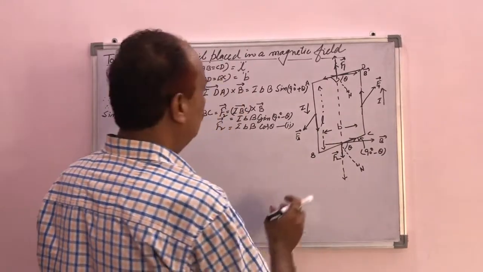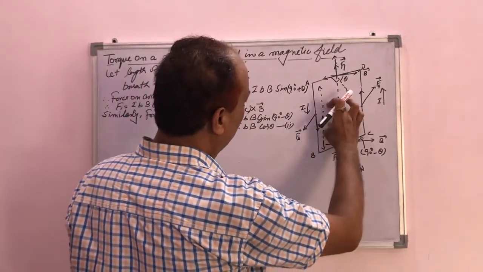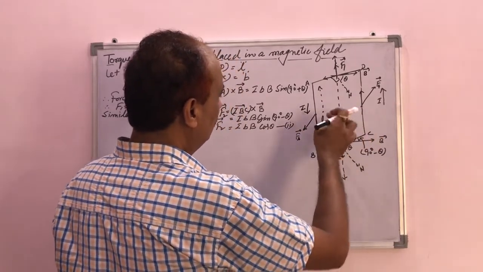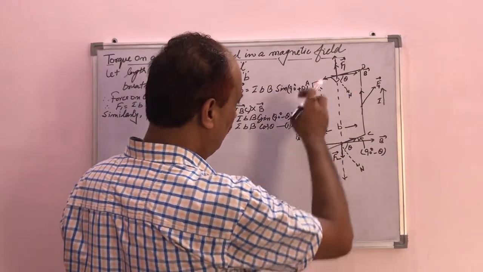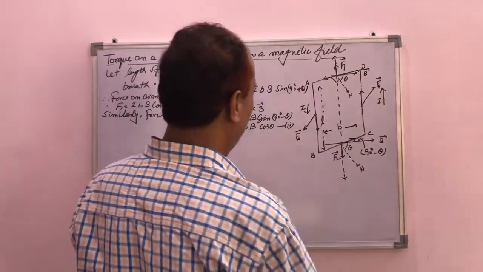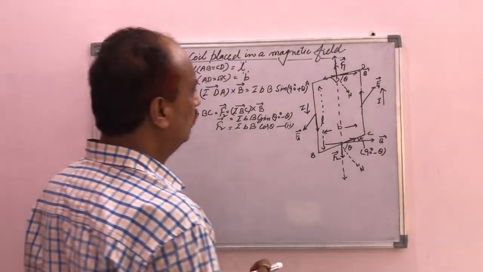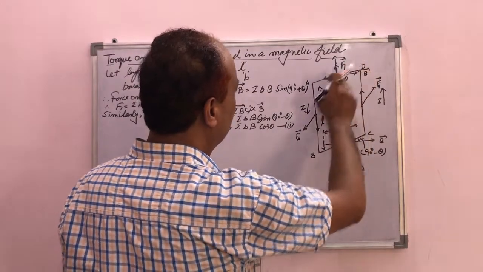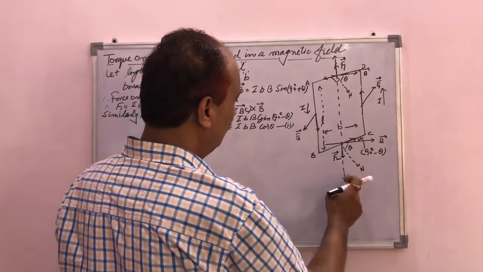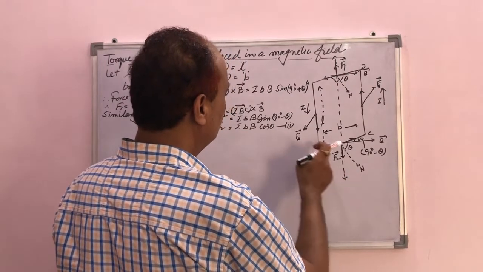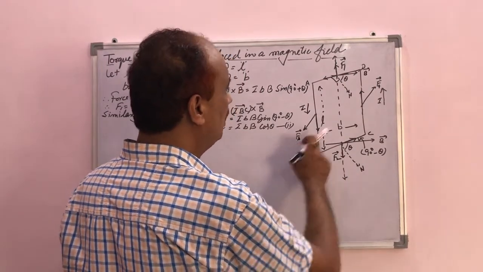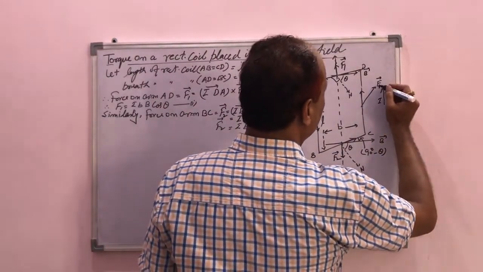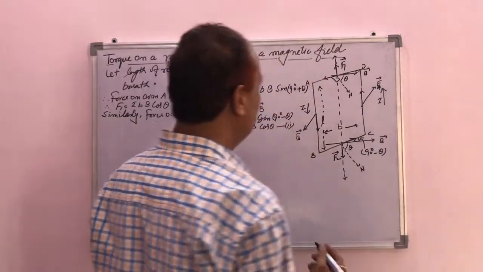We consider that L is the length of the rectangular coil, B is the breadth of the coil, and current I is flowing in that rectangular coil in the anti-clockwise direction. So how much force is acting on each arm? We have to find that first. We consider that force F1 is acting on the arm AD, F2 on the arm BC, similarly F3 on the arm AB, and F4 on the arm CD. So these are the considered values.